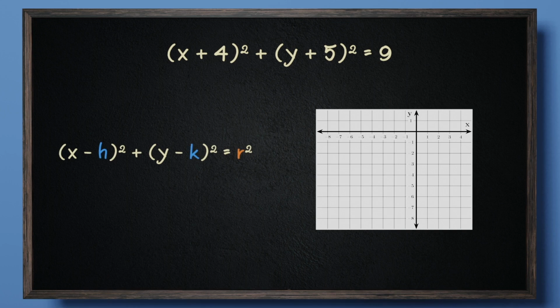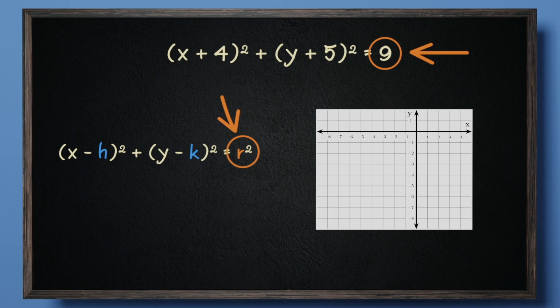Remember, our equation for a circle with a radius of r and a center at (h, k) is the square of (x minus h) plus the square of (y minus k) equals r squared. Examine the right side of our equation. Only a 9 is present. The standard form of the equation has r squared on the right side.